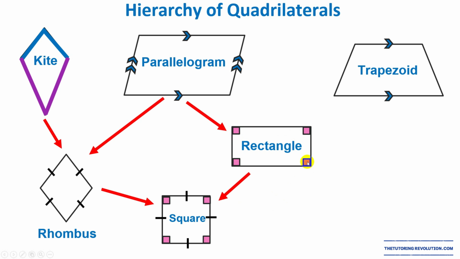And so the rectangle is a parallelogram, but the square is a rectangle too, because the definition of a rectangle would be a parallelogram that has 4 right angles. And in the square, we have a parallelogram that has 4 right angles. So the square is a type of rectangle. It's just that all 4 sides are congruent. Okay? So a square is a rectangle.